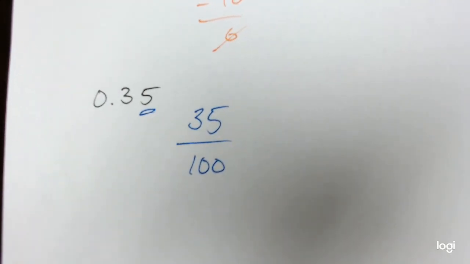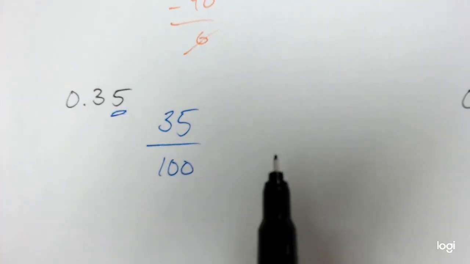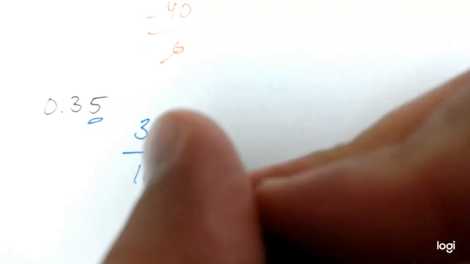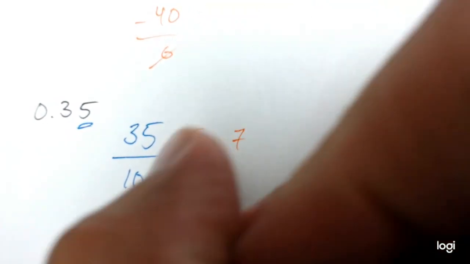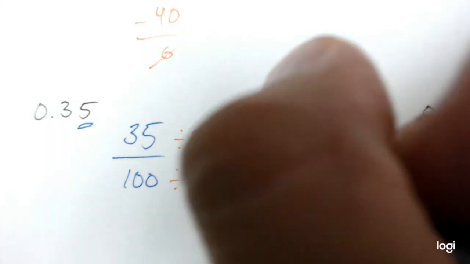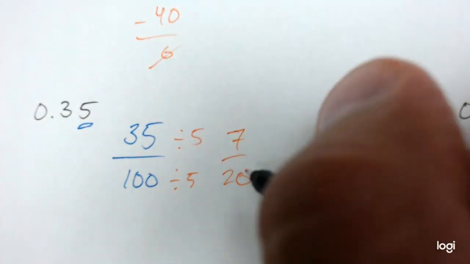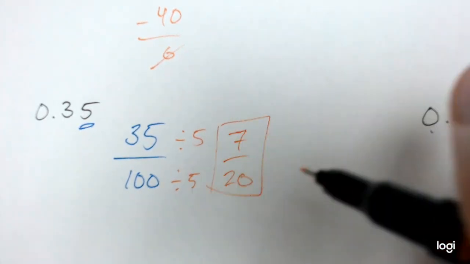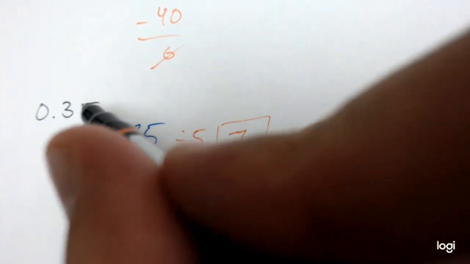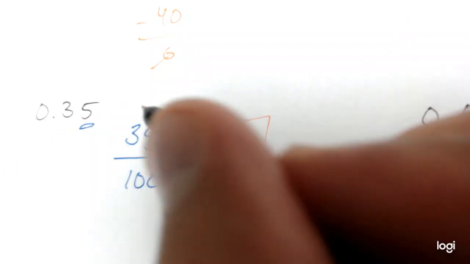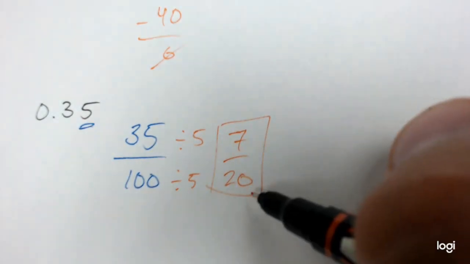Now, is this reduced? No, I can reduce this. I can divide both of these by 5. So let's go ahead and do that. Division seems to be orange today. So let's divide both of these by 5. 35 divided by 5 is 7. 100 divided by 5 is 20, because I know there's 20 nickels in a dollar. And 7 is a prime number, so these are reduced. So 0.35 or 35 hundredths is equal to 7 20ths.